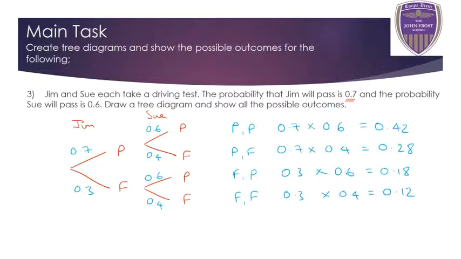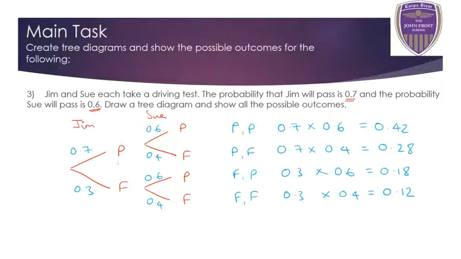The second set of branches then is to do with Sue passing. And remember, this can be done the other way around as well. So you could have put Sue first and Jim second. It wouldn't change your answer. I'm telling you in the next part of the information that the probability of Sue passing is 0.6. So there must be a 0.4 chance that she doesn't pass.